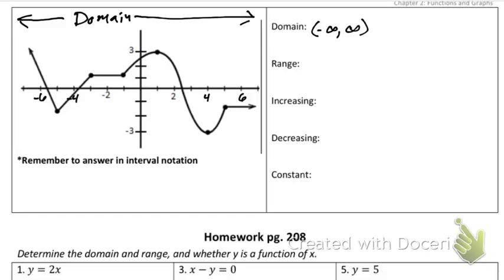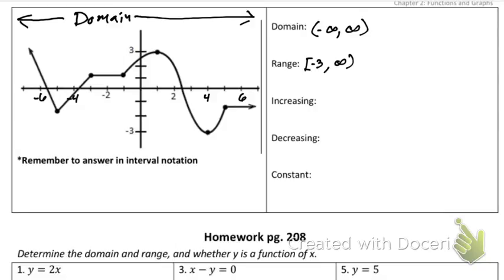Range is a little trickier. Who's got the range? Nick. -3 to positive infinity. Ooh, nailed it. I'm going to put a bracket on -3 because it includes it, to infinity. The trick here is, especially if you're in a test and you're just quickly looking at it, a common mistake is -3 to 3 because you just see the high and low. Make sure you look for that infinity way on the left-hand side. So it is -3 to infinity.